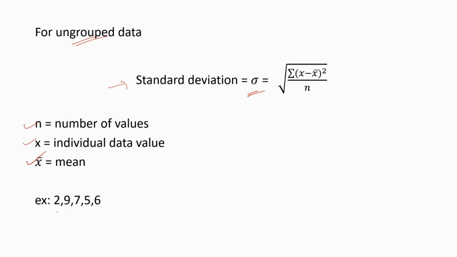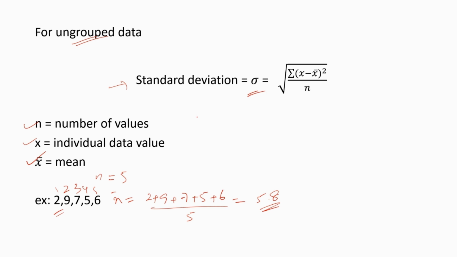Now let's calculate the standard deviation for this example. So n is 5 because there are 1, 2, 3, 4, 5 values here. Now we have to calculate x bar. X bar is the mean value. Since this is ungrouped data, we can calculate the mean value by adding up all the values and dividing by the number of values. So 2 plus 9 plus 7 plus 5 plus 6, divided by 5. This is equal to 5.8. So x bar is 5.8.